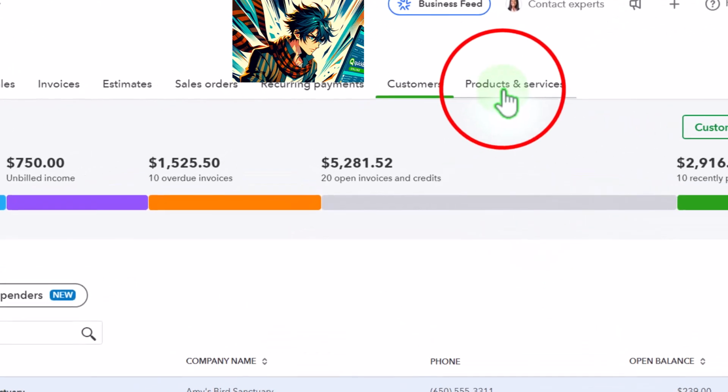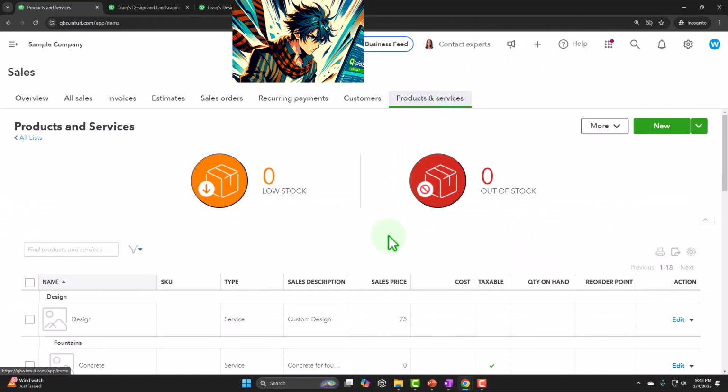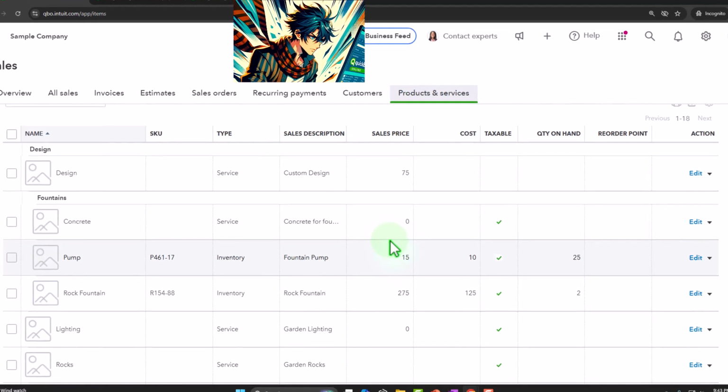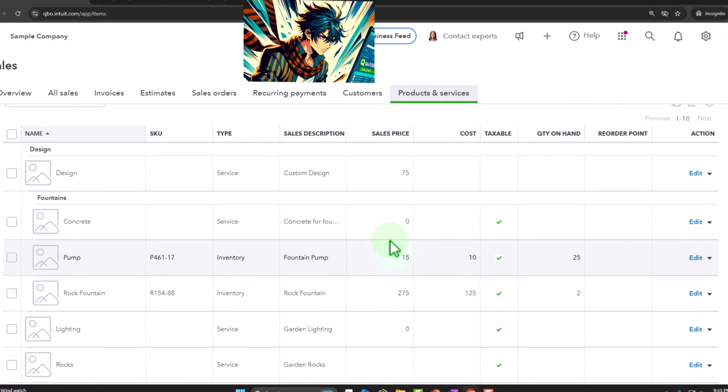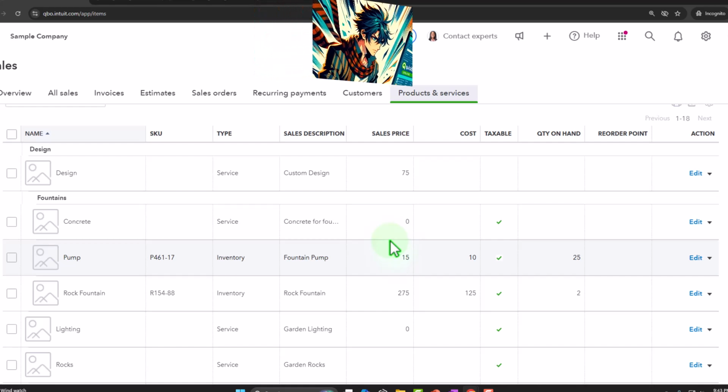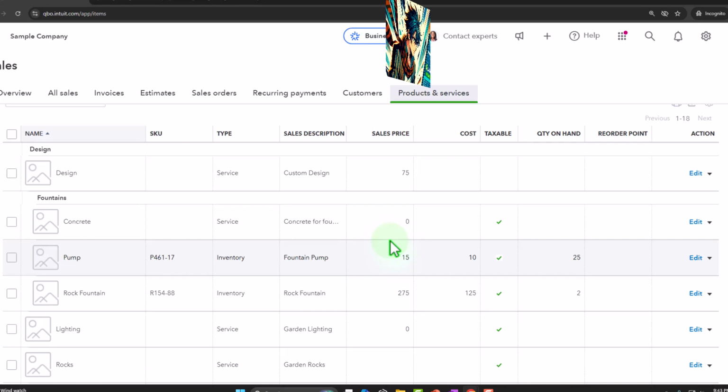And then we've got the products and services. So this is where we are going to list the things that we actually sell. So meaning if they're inventory items, this is the list of the inventory items that we're going to have. And we're going to have to include the sales price as well as the cost if we're tracking them internally.